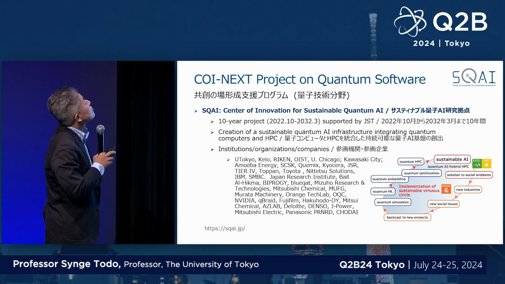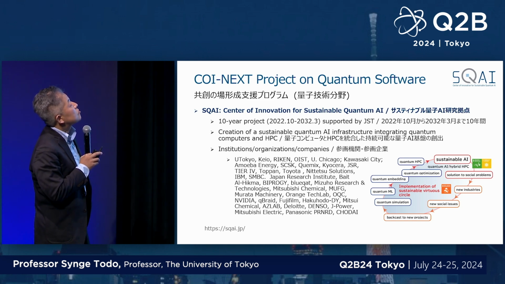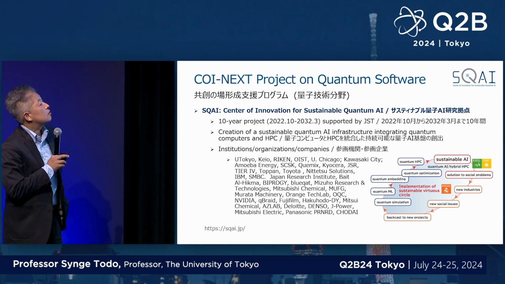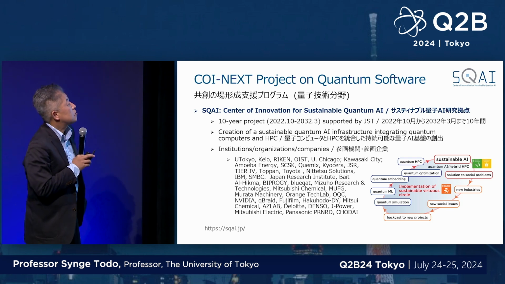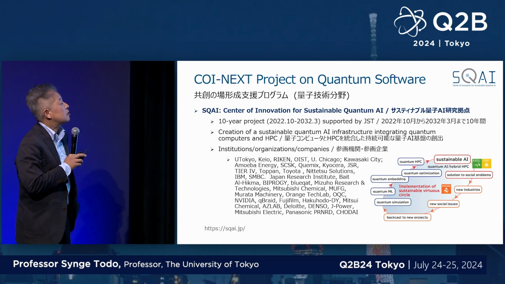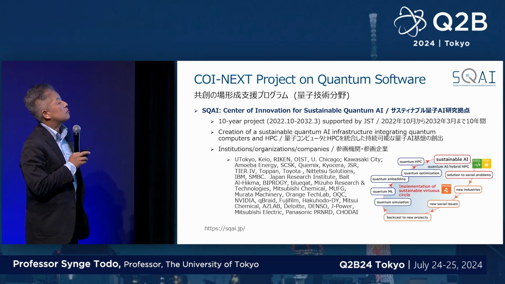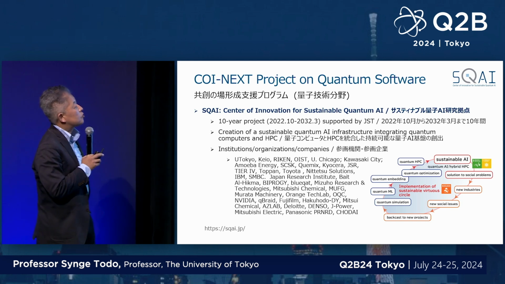And this is the motivation for us. In 2022, we started the project named SQAI. Tokyo University, Keio University, Waseda, OIST, Chicago University, Kawasaki City as a municipal government, and 30 private companies of different industries are participating in this project.